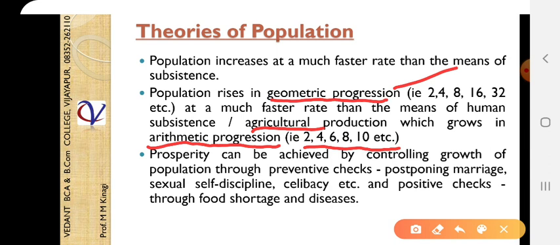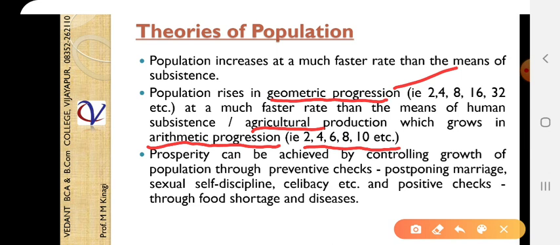Prosperity can be achieved by controlling the growth of the population through preventive checks. If you want to control the population, there are preventive checks, that is, postponing the marriages. Earlier the population was increasing because of child marriages. But now you know how to control the population.